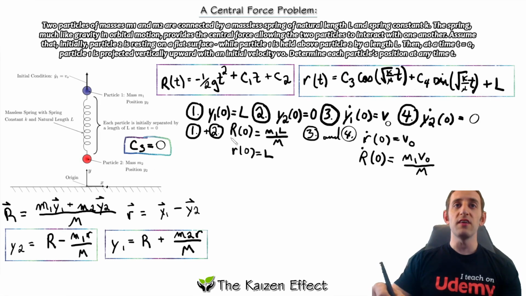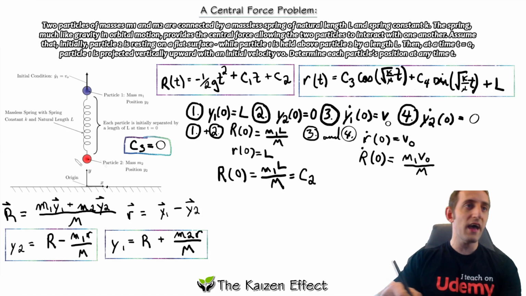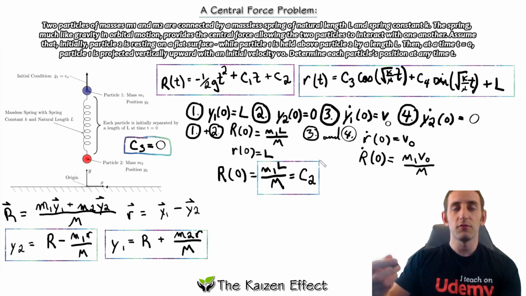Next, I'm going to tackle the next easy one, which is big R sub naught, which is equal to m1 L over big M. That is just equal to, well, we're going to get 0 right here, we're going to get 0 right here, and we're going to get C2. And C2 is just equal to that. So these first two were pretty easy. And in general, it's best to start with the non-derivative ones just because it's straightforward. So we're going to highlight that in our Galaxy ink and then make some board space.